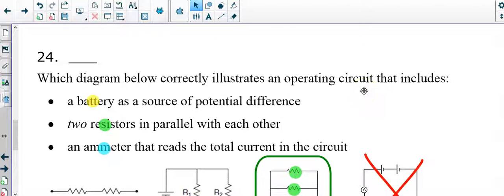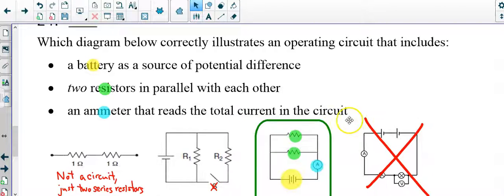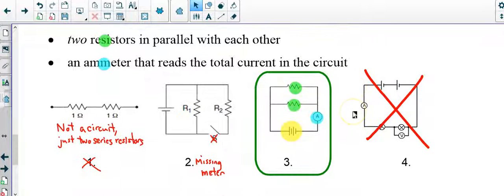Here we'll start with problem 24. Which diagram below correctly illustrates an operating circuit that includes a battery as a source of potential difference, two resistors in parallel with each other, and an ammeter that reads the total current in the circuit? Well, we look at the four choices, and we see that choice 3 is the correct answer.